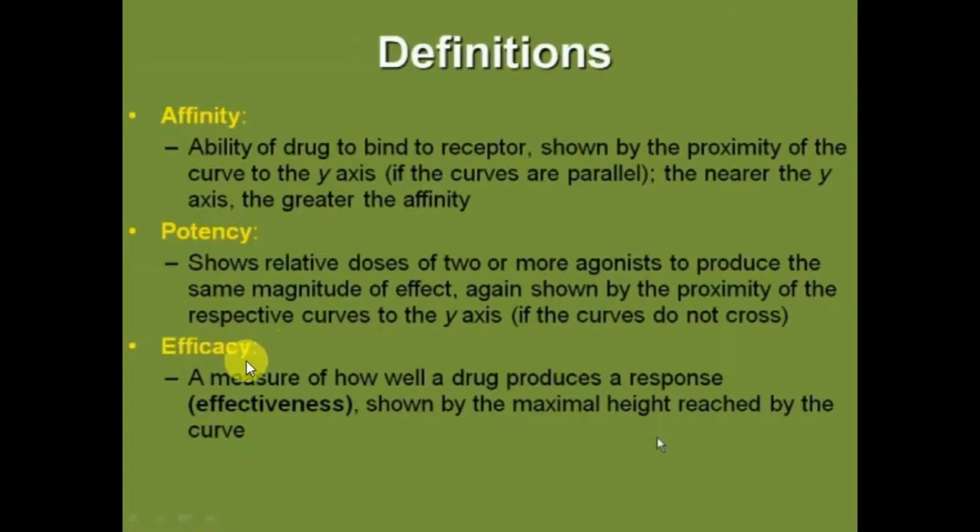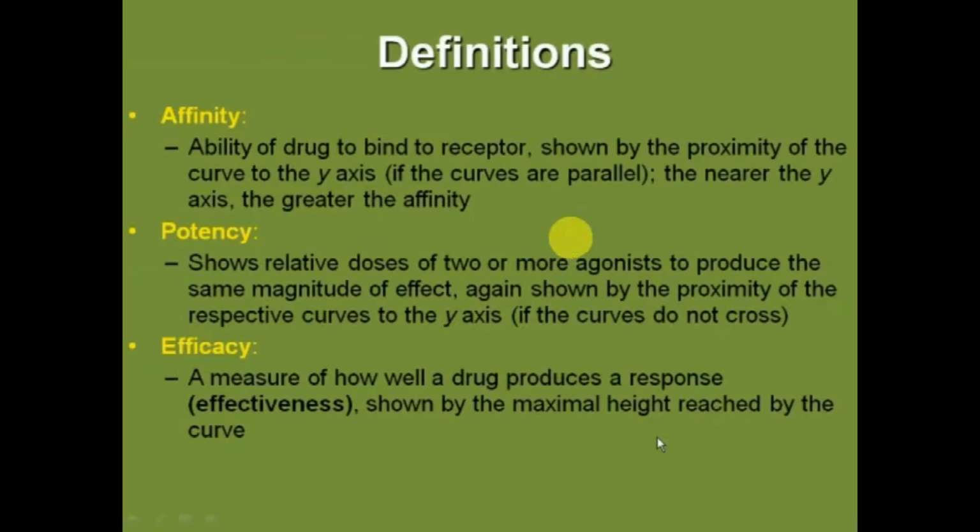What is efficacy? Efficacy is a measure of how well a drug produces a response, or effectiveness, shown by the maximal height reached by the curve. So you can interpret these terms from the graph also. If there is maximum height, then you will say that it has maximum efficacy. If the curves are near to the y-axis, then they have more potency or they have more affinity.